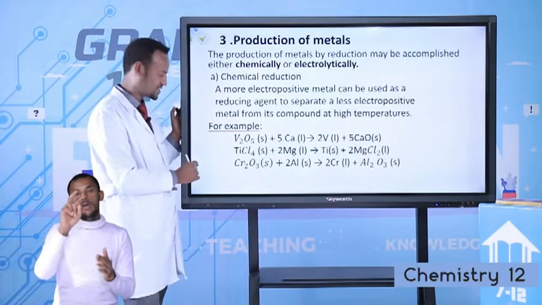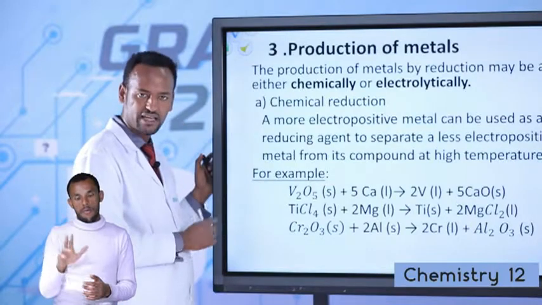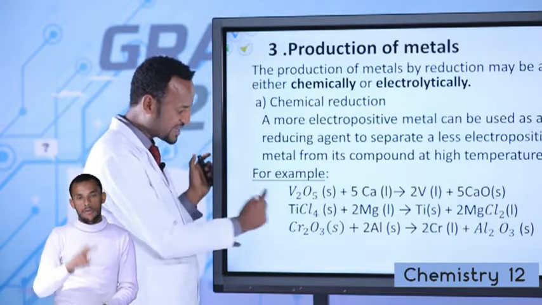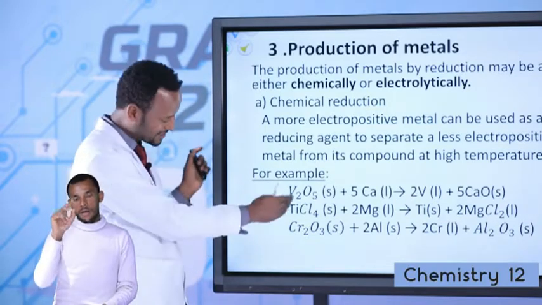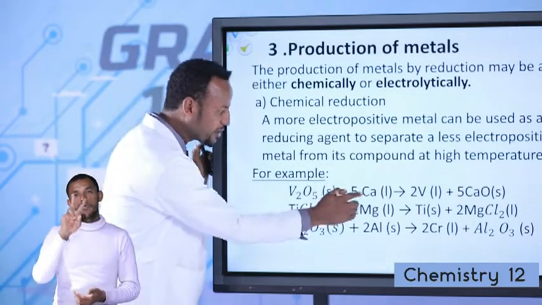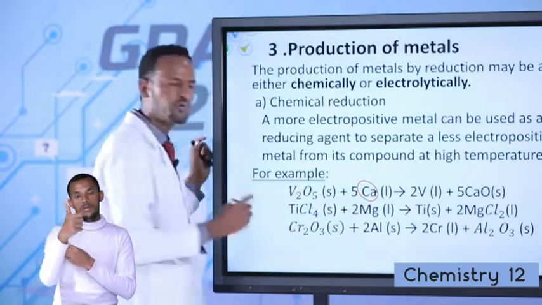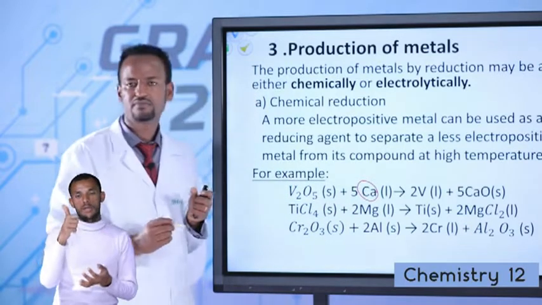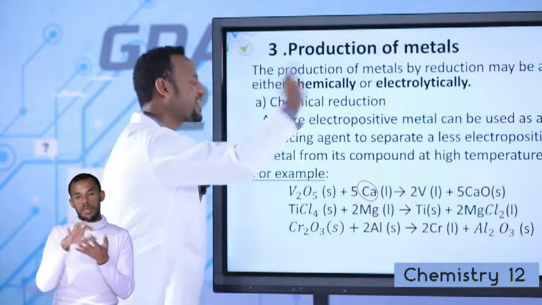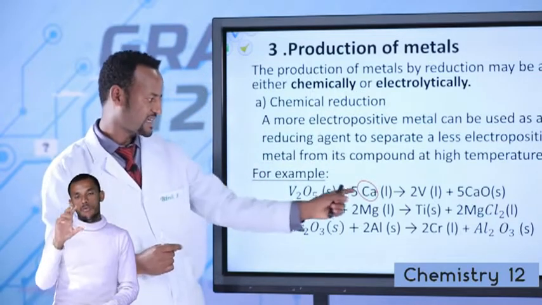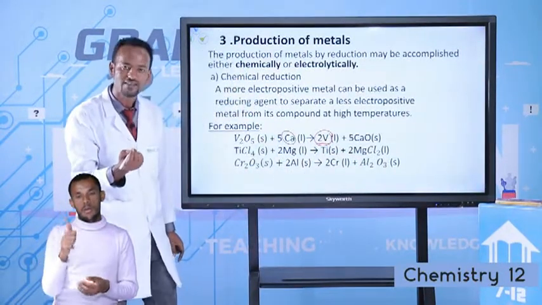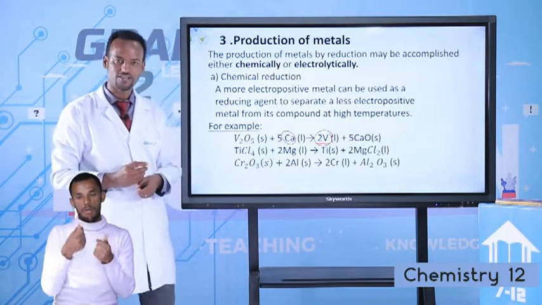V2O5, vanadium pentaoxide. TiCl4, titanium tetrachloride. Cr2O3. Now, V, vanadium, Ti, titanium, Cr, chromium. By the way, all are transition elements. V2O5 treated by what? Calcium. Students, which one is more reactive? Calcium or vanadium? Calcium is more reactive. Because of calcium's higher reactivity, calcium replaced vanadium. Therefore, vanadium pentaoxide treated by calcium gives vanadium. Therefore, to get vanadium, by using what? By using a more active element, calcium.